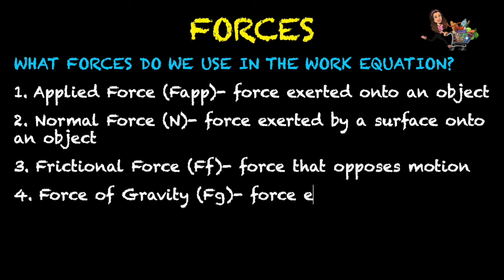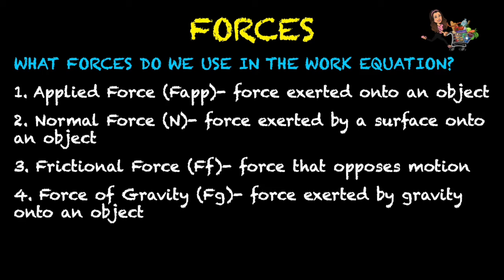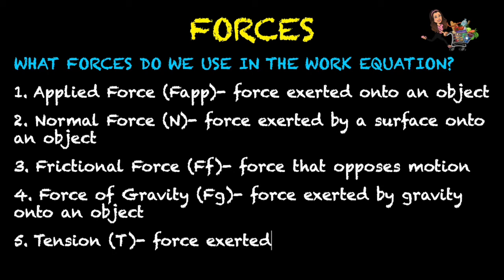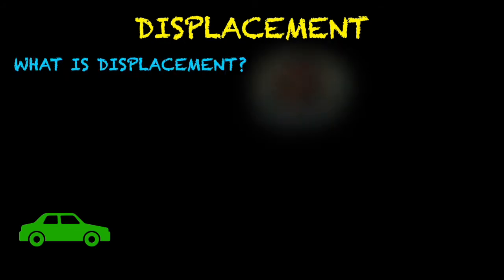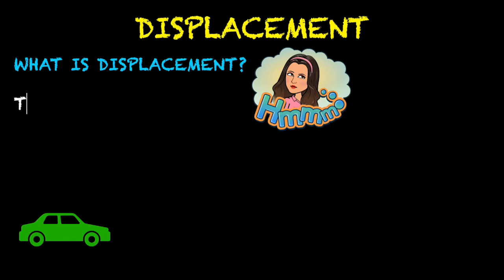The fourth is the force of gravity. This is the force exerted by gravity onto an object. And the last one is the tension force. This is the force that a rope, a string, or a spring exerts. The next variable we are looking at is displacement. We can ask the question here, what is displacement? Displacement is represented with the symbol delta x.